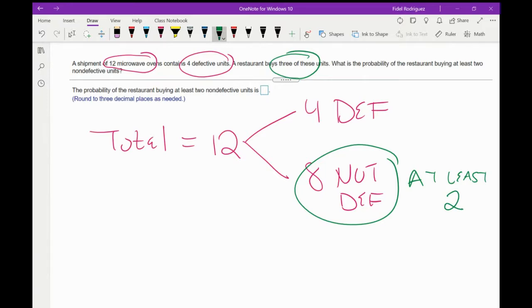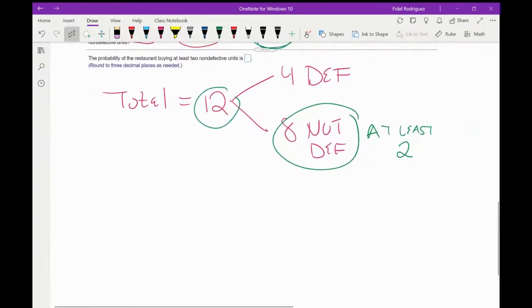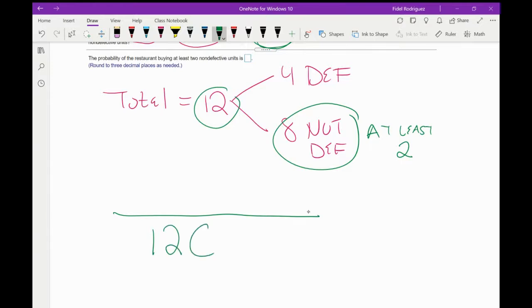Okay, so let's think about it this way. We have a total of 12, and we're going to buy 3. So the first thing I'm going to do when I'm doing my problem is write out my denominator. So my denominator is going to be 12, and we're going to choose 3 of them. Okay.